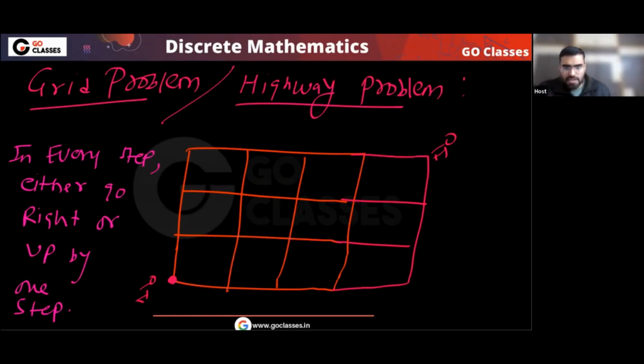Another path I can take is maybe this. I can go like this, like this, like this, like this. So this is your path 2. So you can notice, how many paths are possible? The number of paths possible means the number of ways you can go from here to here.